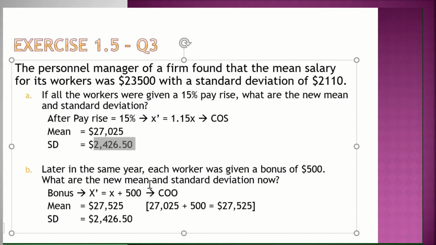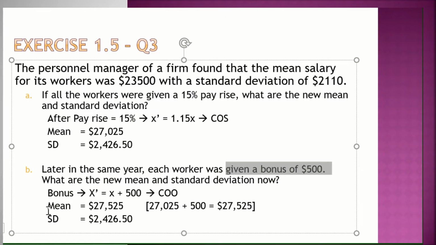Later in the same year, each worker was given a bonus. What is bonus? Bonus is a whole value. That means my yearly salary, let's say, is 20,000. Then I got a bonus of 500. So my yearly salary now is 20,500. This is what you call COO, change of origin. You plus 500.